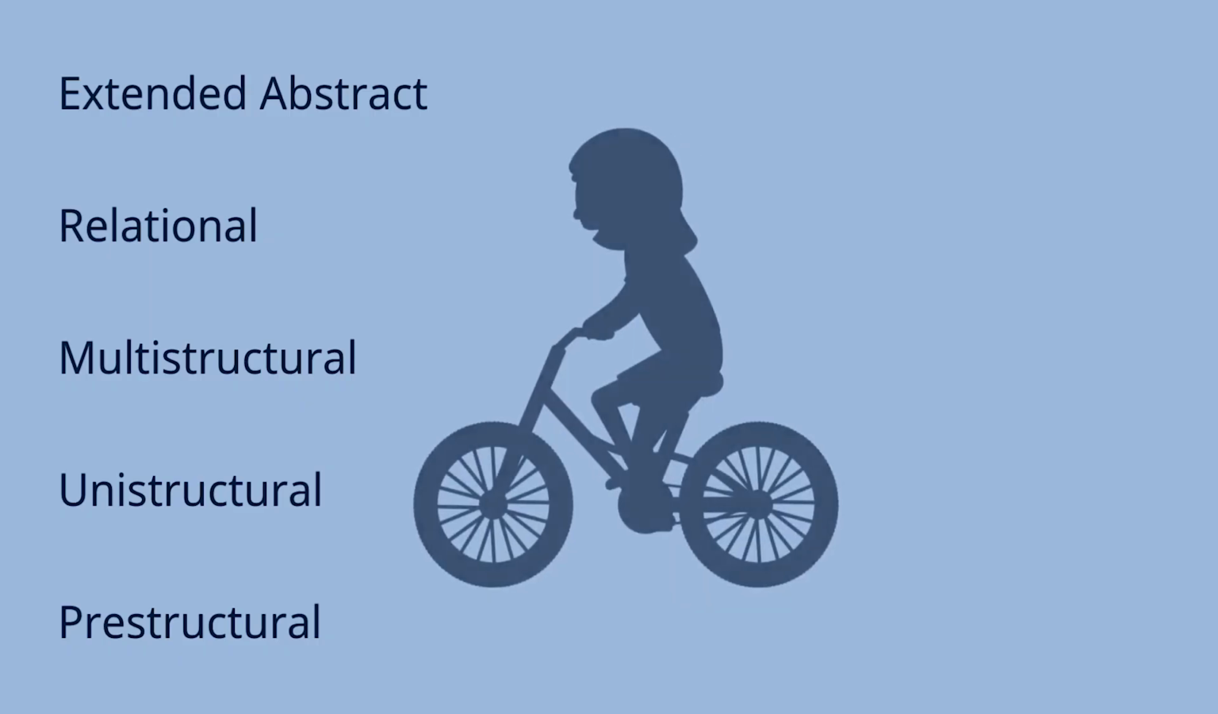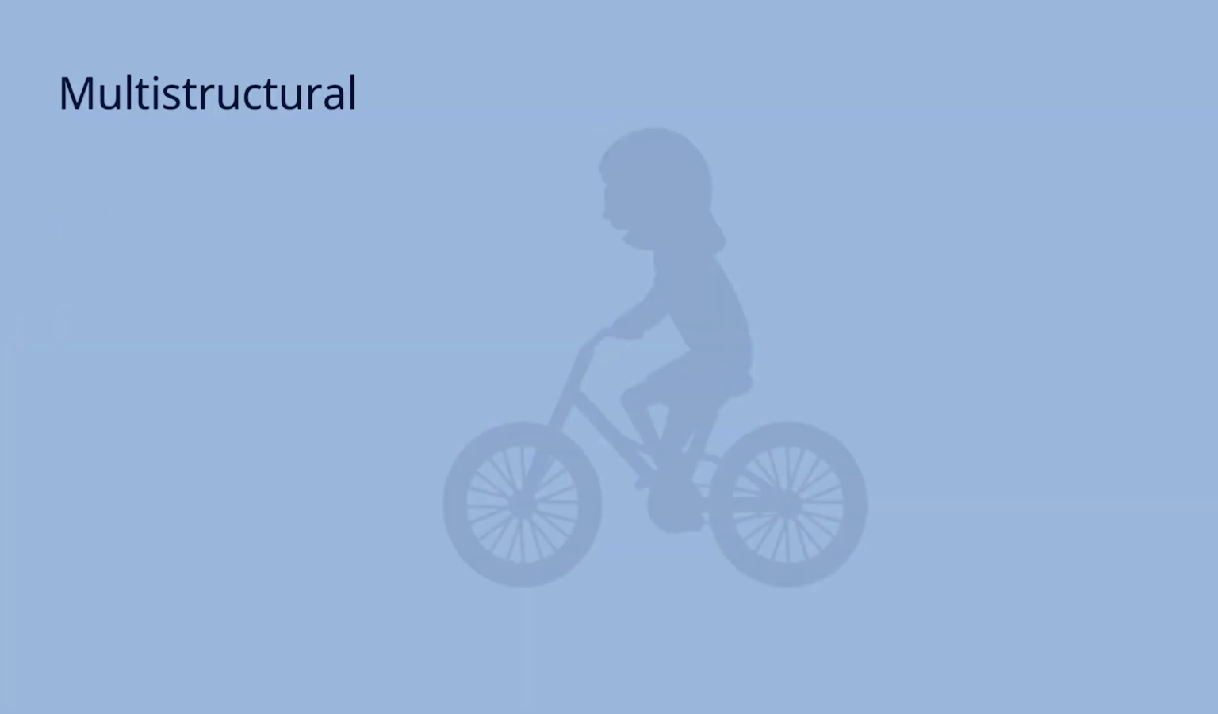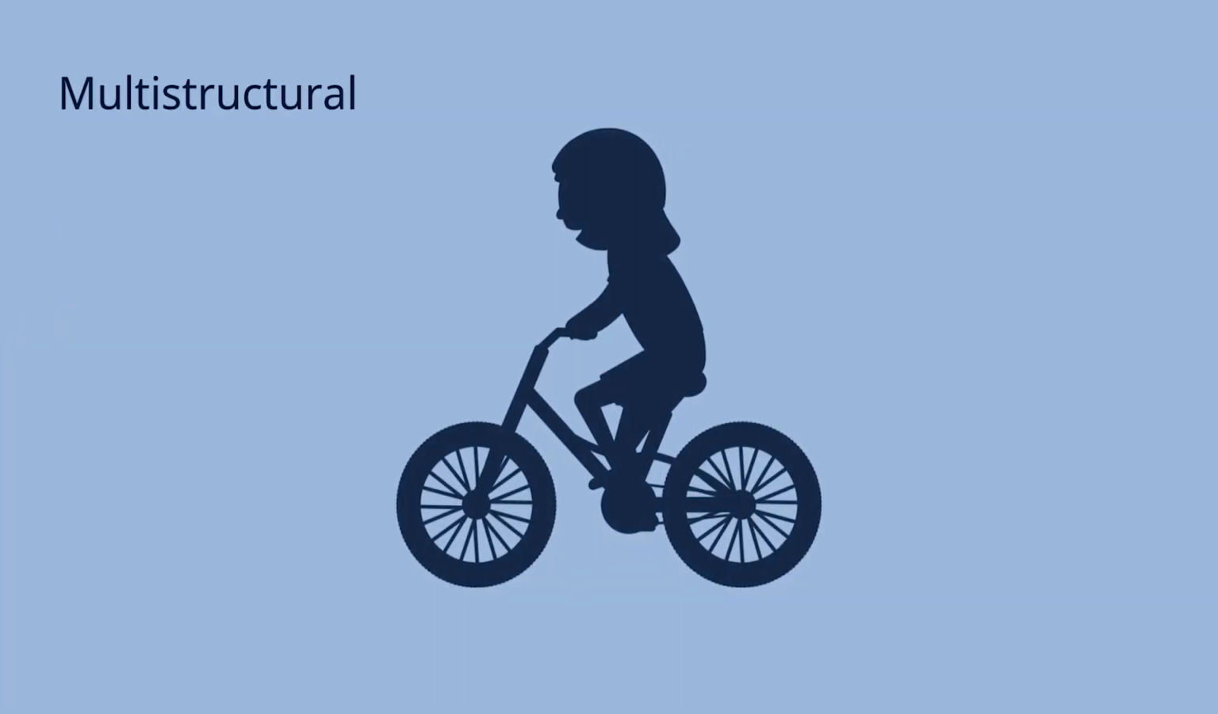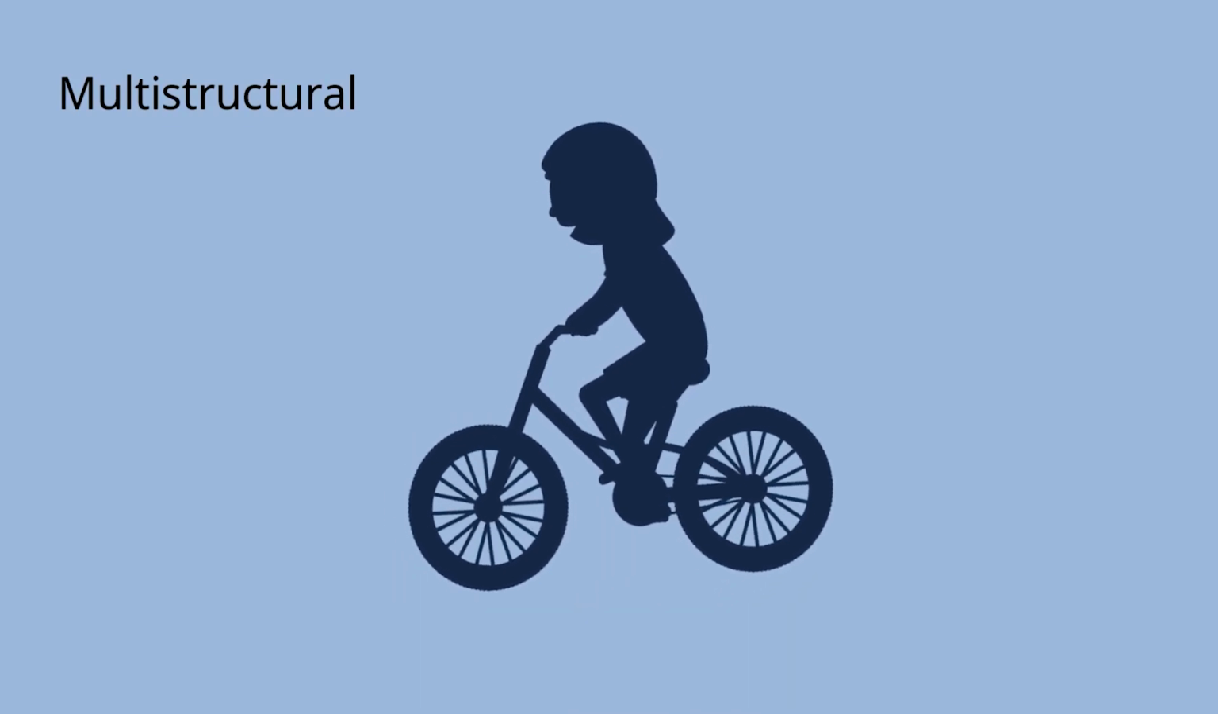As they practice, they move to the multi-structural level. They now understand they need to pedal, balance, and steer. They're focusing on multiple parts of the skill, but they're still thinking about each of these parts separately. They may be able to ride, but it's still clunky, and they wobble at times.